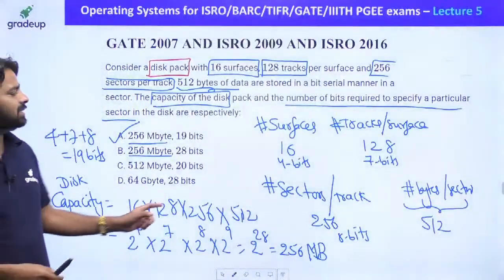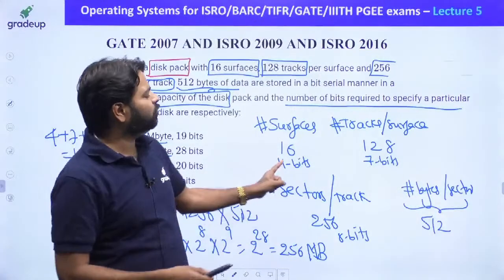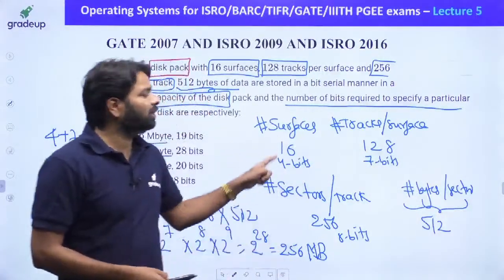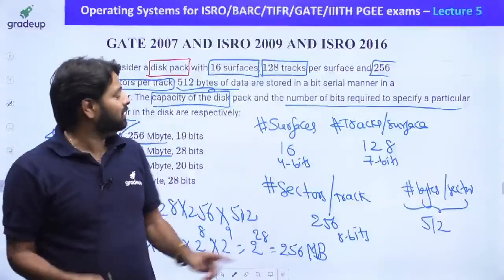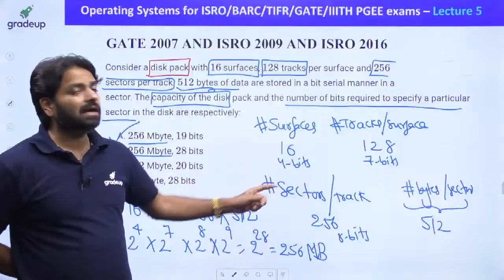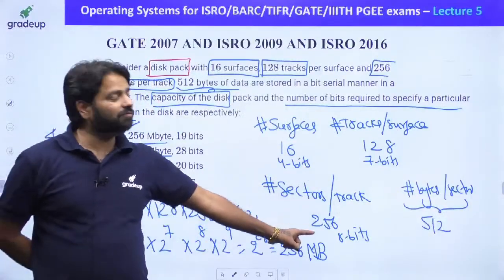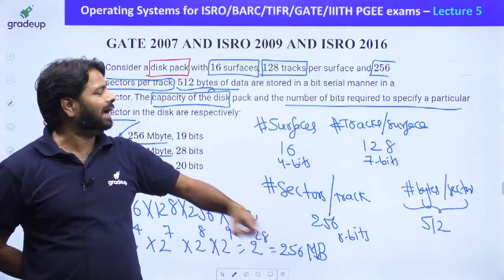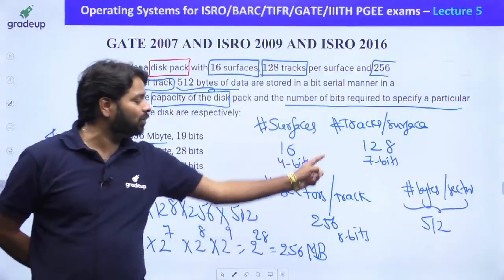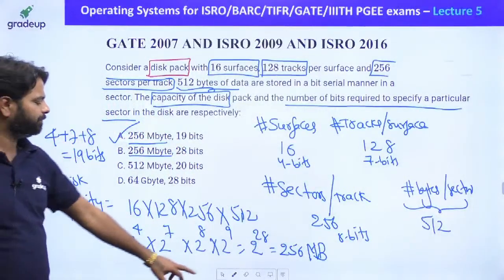Which sector it is, just require this many bits. If you want only tracks, then 4 plus 7, 11 bits. If you want to refer only the surface, then 4 bits. Everybody, 4 bits to refer the surface, 11 bits to refer the track number, and to refer the sector of a particular track of a particular surface, then you require 19 bits. Yes, in the exam, they could ask anything.